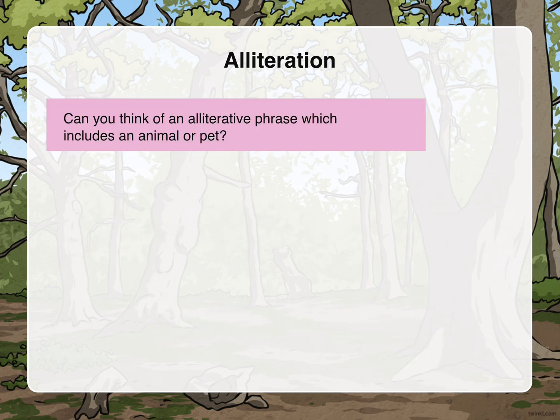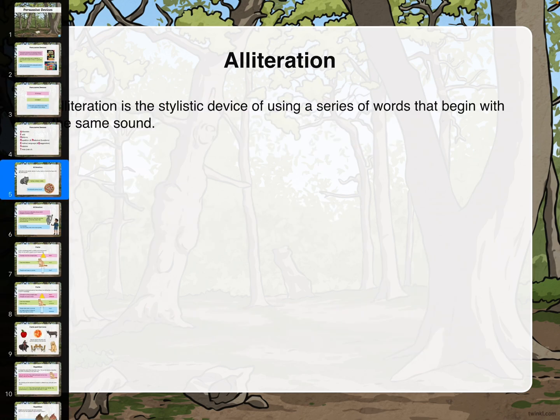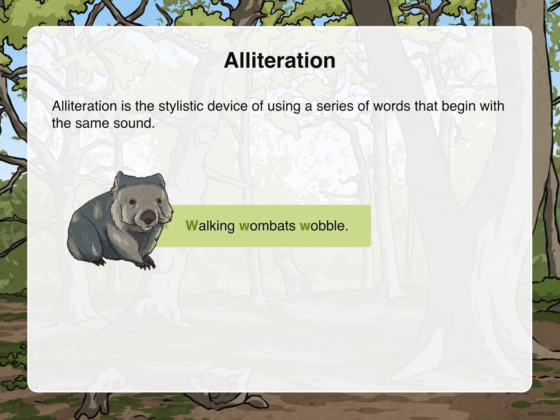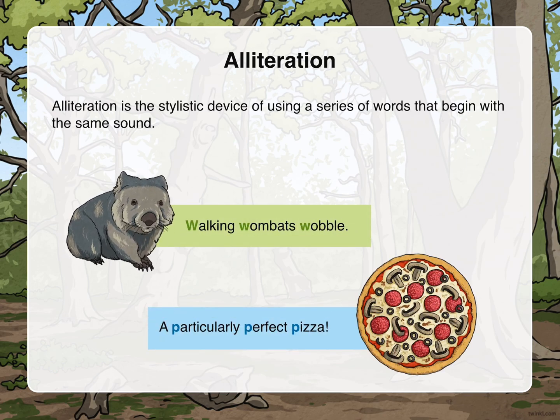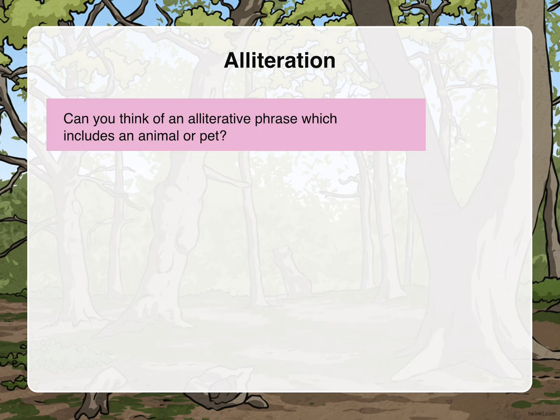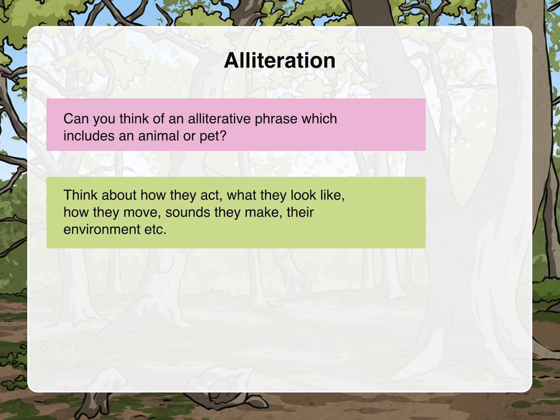Another example, oops, just went too fast there, apologies. Oh, he's still wobbling away. There we go. A particularly perfect pizza. I don't know what happened there. Goodness me. So, particularly perfect pizza. And you could almost imagine that being used as an advert, a particularly perfect pizza. It's an eye-catching phrase. It makes you remember.